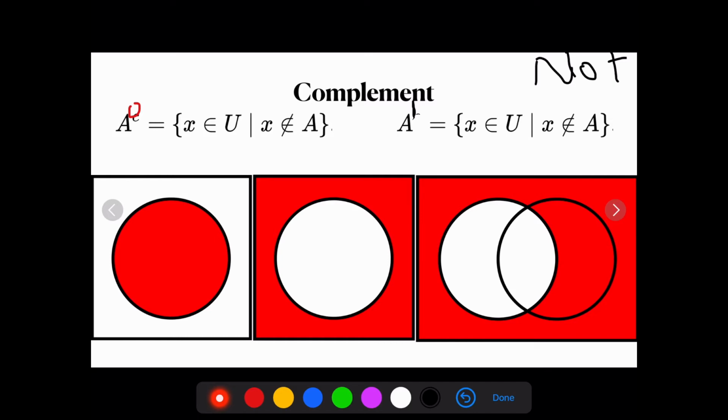So you'll see both the C and that line. But basically it means X is an element of our universe, but X is not an element of our set. That's why I like that not notation, because it's not A, and sometimes we just get really lazy and say not A.